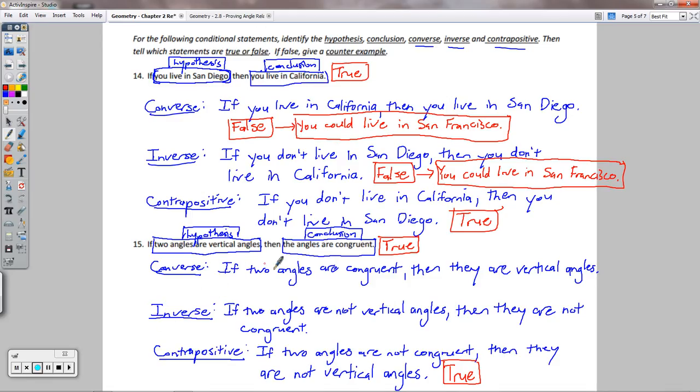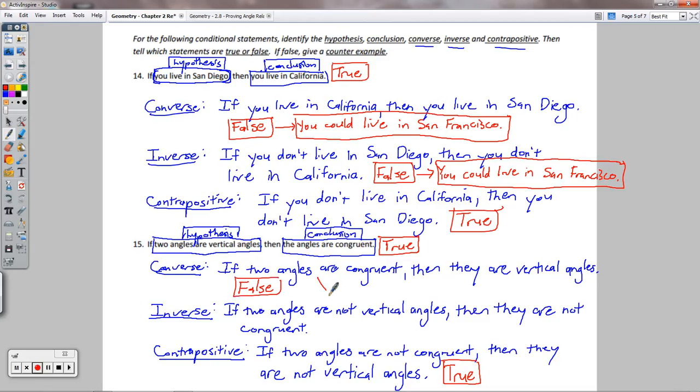Now the converse and inverse. Let's see if this changes at all when we do those. If two angles are congruent, then they are vertical angles. Does that always have to be true? Just because angles are congruent, does that mean they have to be vertical angles? No, it could be angles that are totally separate from each other. This would be false.